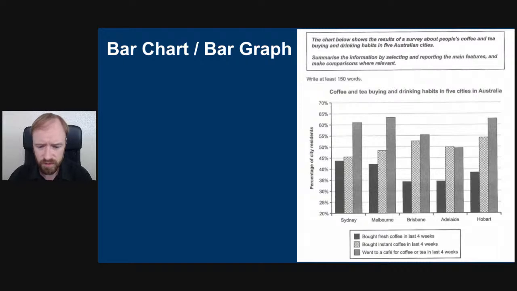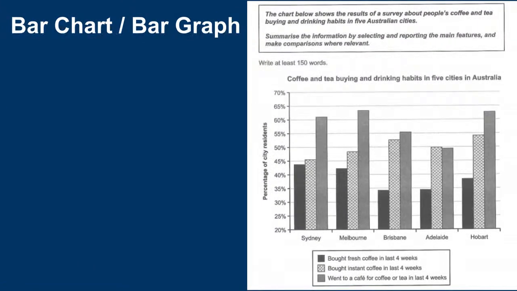Maybe I'll put it full screen. The chart below shows the results of a survey about people's coffee and tea buying and drinking habits in 5 Australian cities. Summarize the information by selecting and reporting the main features and make comparisons where relevant. All right, now don't let the wording of that scare you. They all follow similar wording. You'll get used to it.